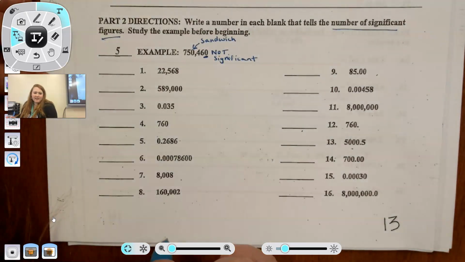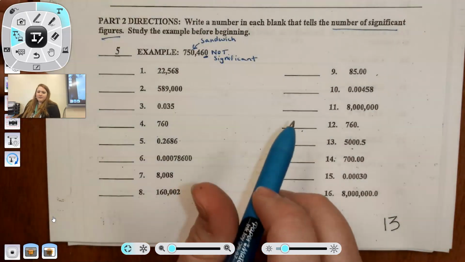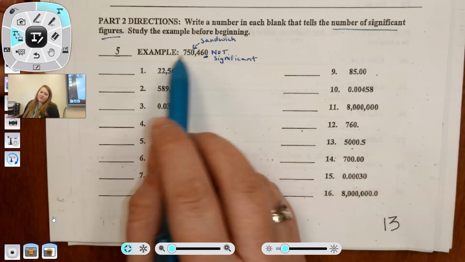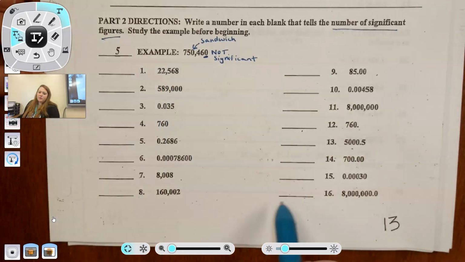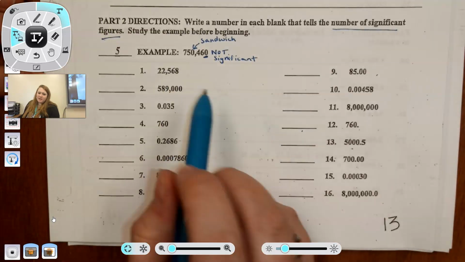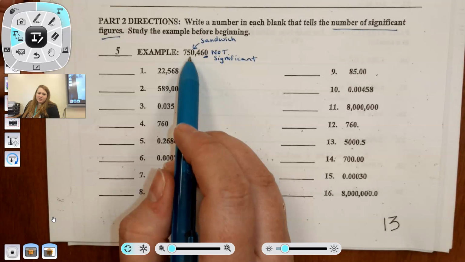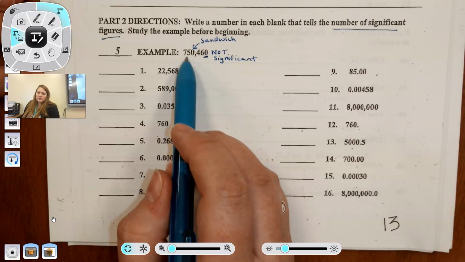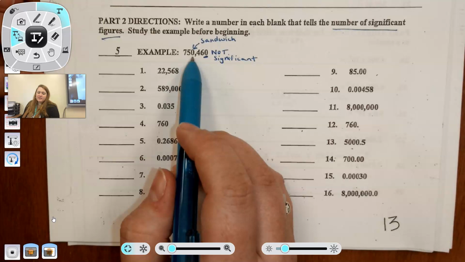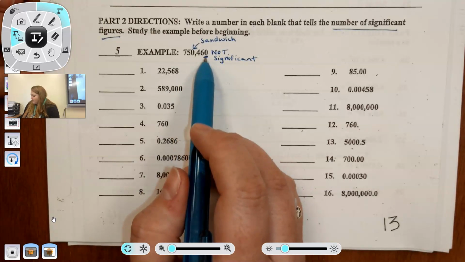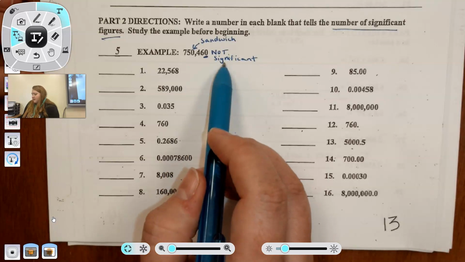Hey guys, we're going to go ahead and get started on our sig fig worksheet, looking at this first example. For numbers 1 through 16, we're going to write the number of sig figs that we have here. This 0 is a sandwich 0. It's between two significant numbers, so that's why it is considered significant. But this 0 is a trailing 0 with no decimal, so that's why it's not significant.